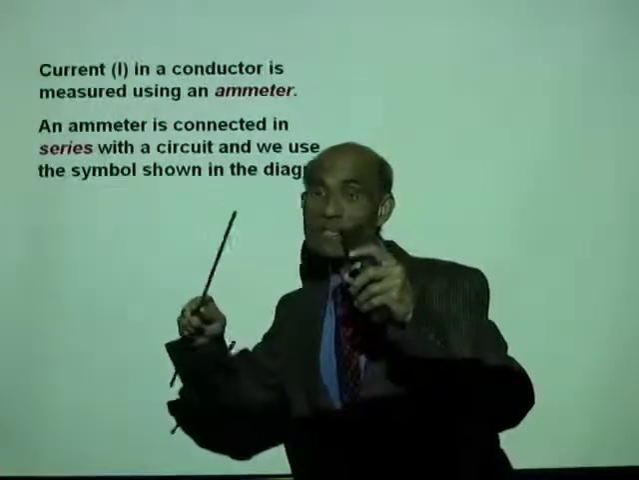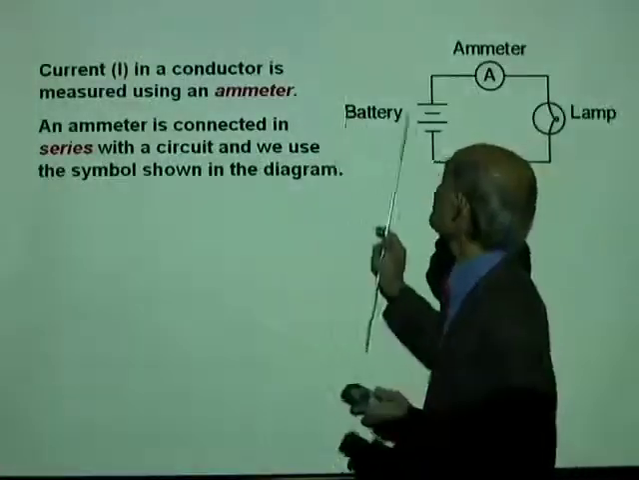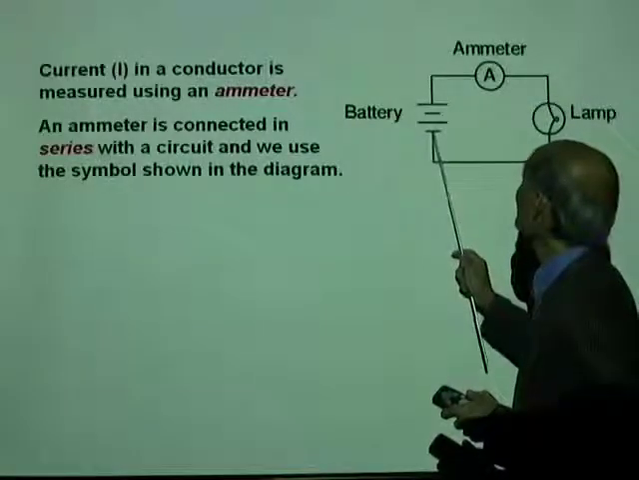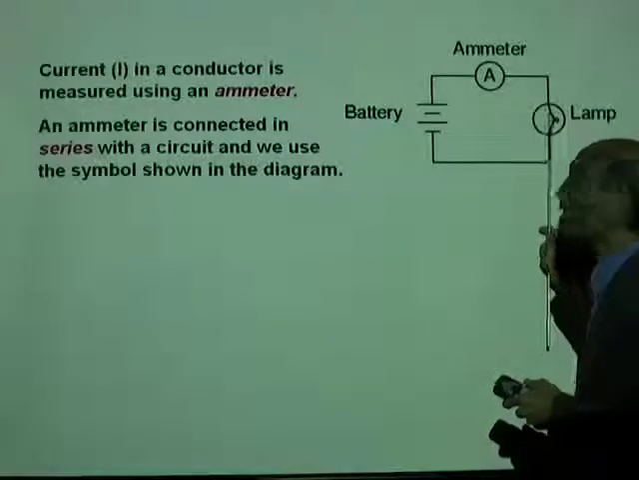The ammeter is connected in series with the conductor. Now look at a circuit. This is the battery, that's the positive end. This is the negative end, and I have used the lamp as the conductor.